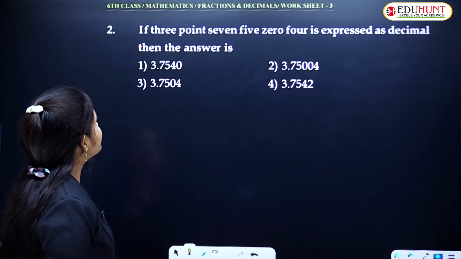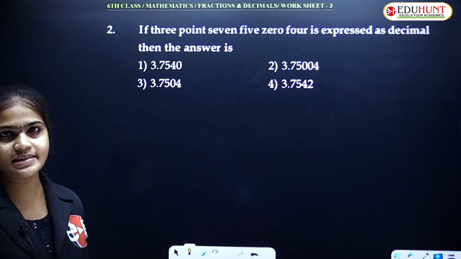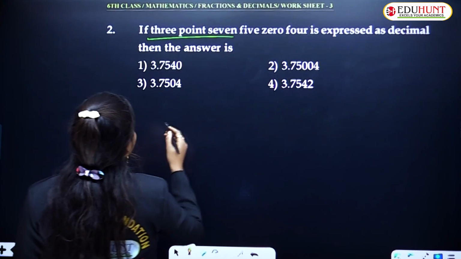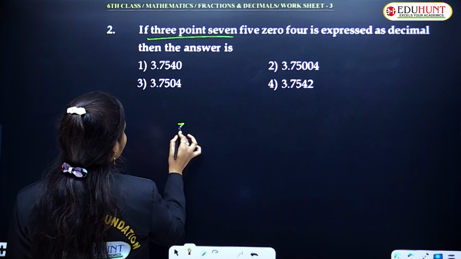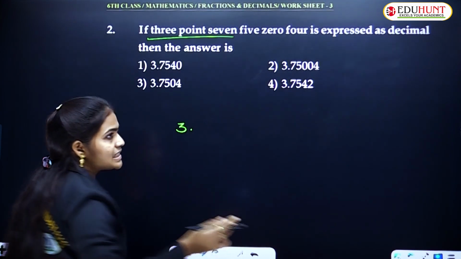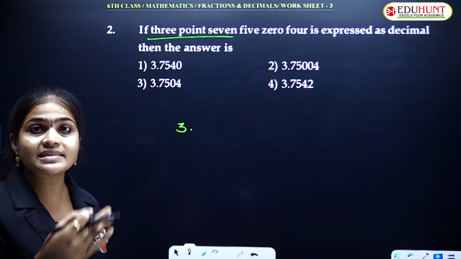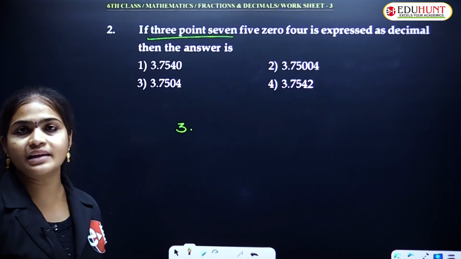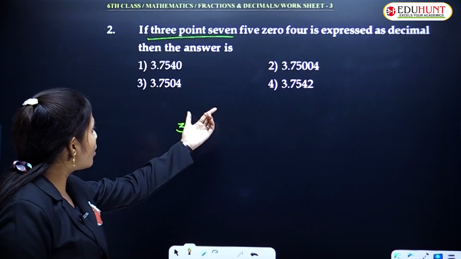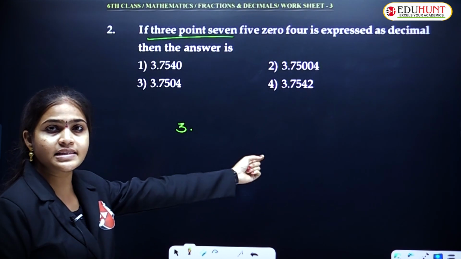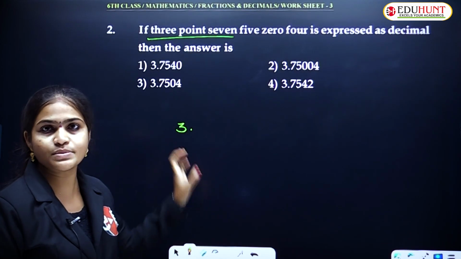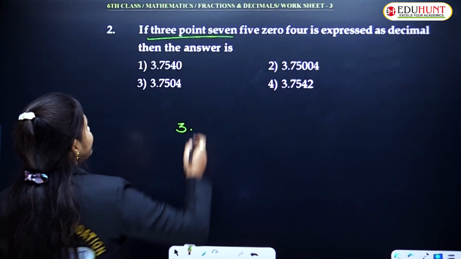If 3.7504 is expressed as a decimal, then the answer is... First say that in word form, they gave 3 point, decimal point. After the point, each and every digit we have to read individually, without using the place values. Understand? In the decimal part, those digits you just have to read individually, without using the place values.